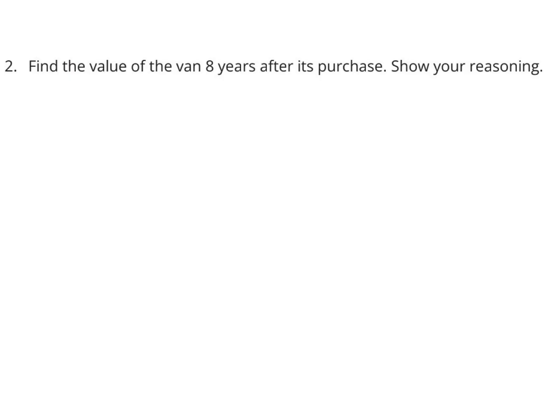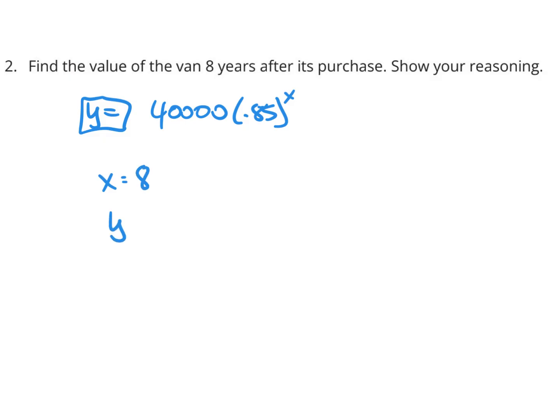Find the value of the van 8 years after its purchase. So once you put in Y equals 40,000, 0.85, because that's what the van is worth, 85% of its value. And we're looking for when X equals 8, because X stands for 1 year. What does Y equal? All right, so the van is worth about $10,900.